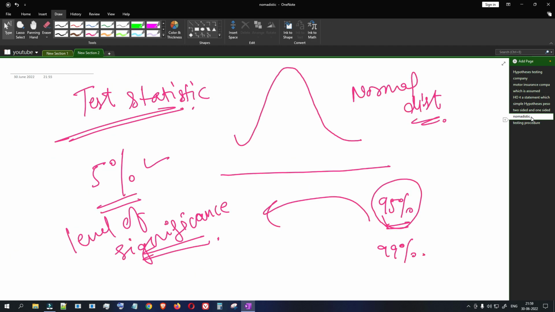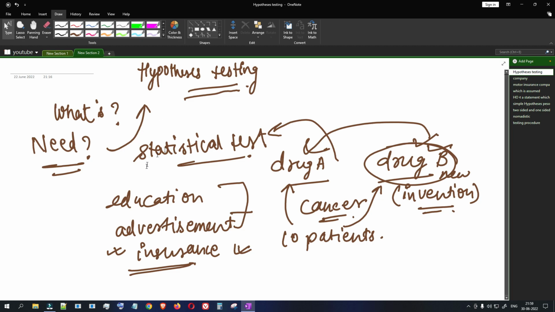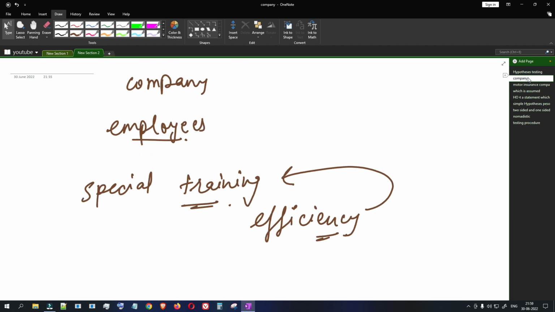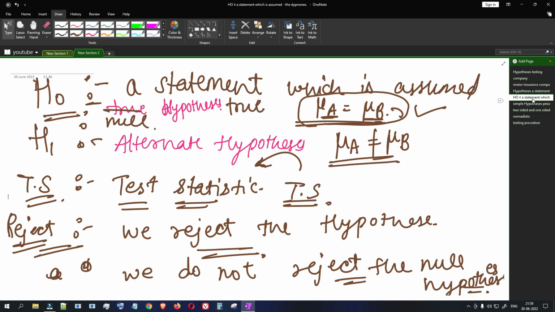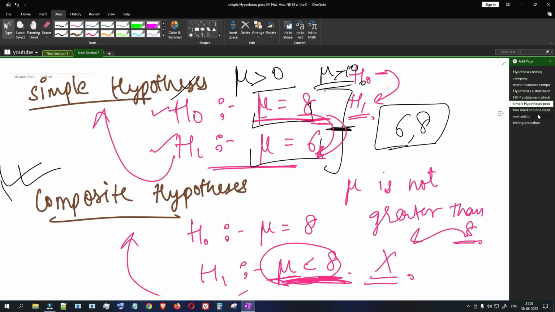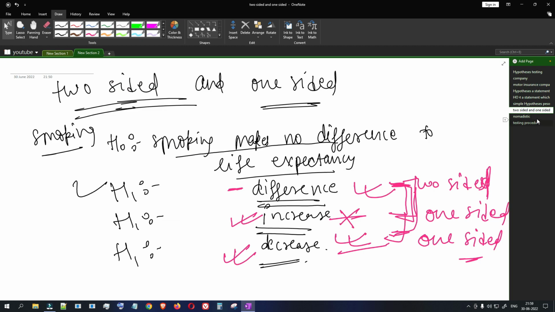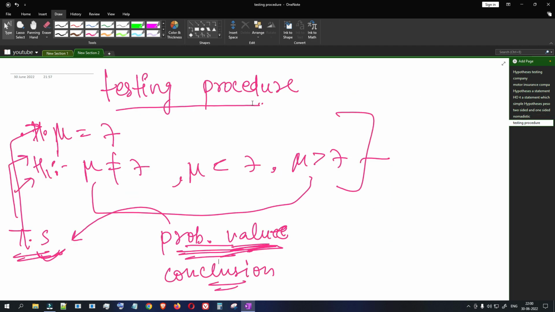There are a few more things as of now, but still, we have understood where we have to use hypothesis testing. After this we have studied what a hypothesis is, basically a term. Then we have understood the statements H0, H1 and all. Simple and composite hypotheses are also done. Two-sided and one-sided tests are also done. Here we have understood the meaning of level of significance. Now we have done the testing procedure, how we would proceed with the testing.